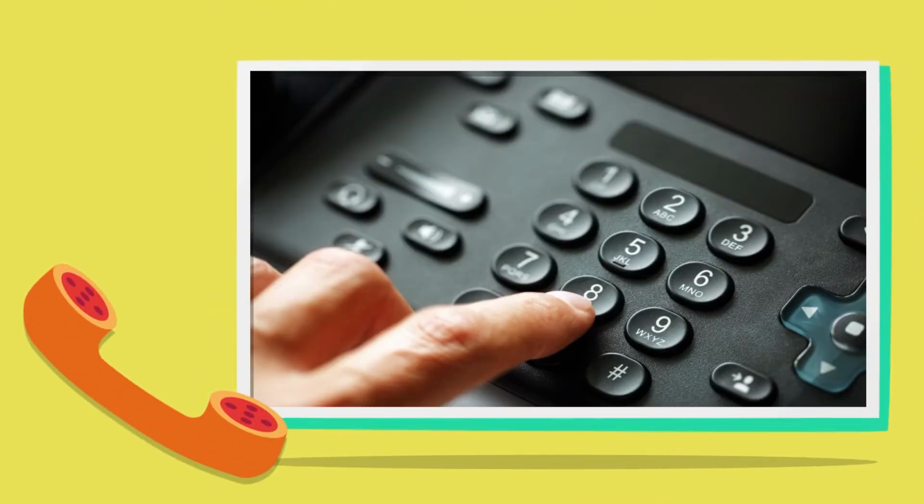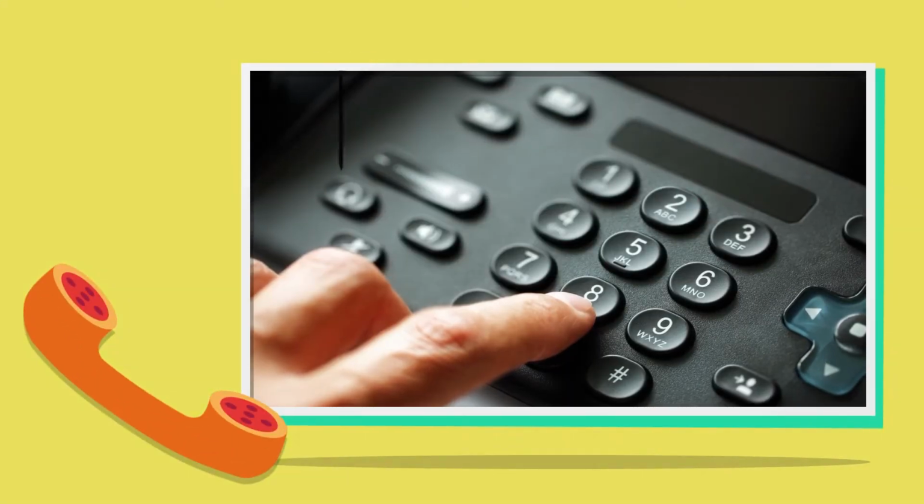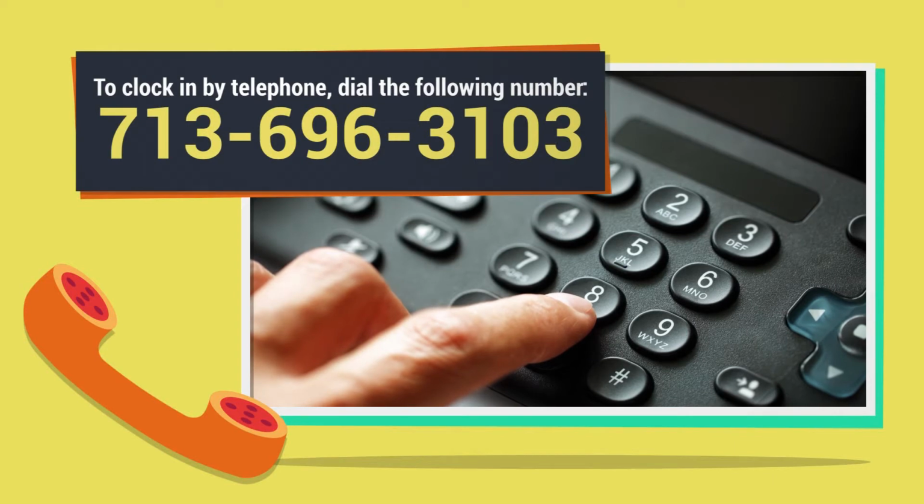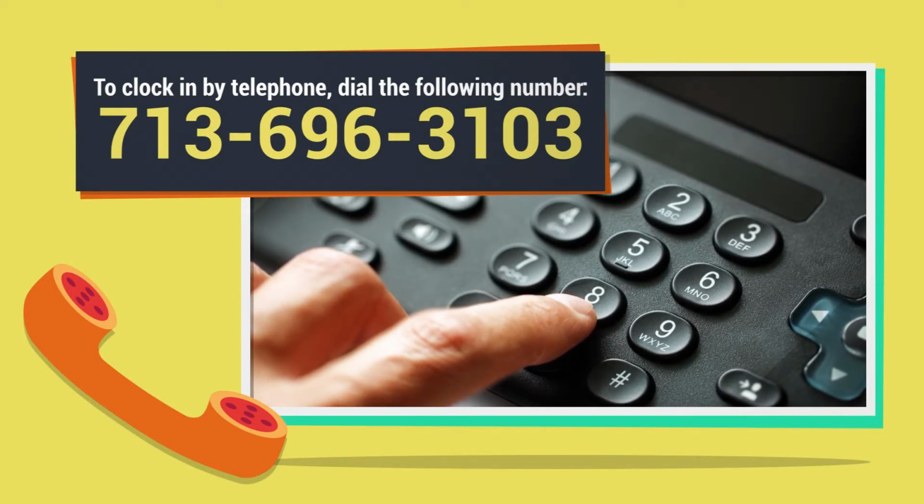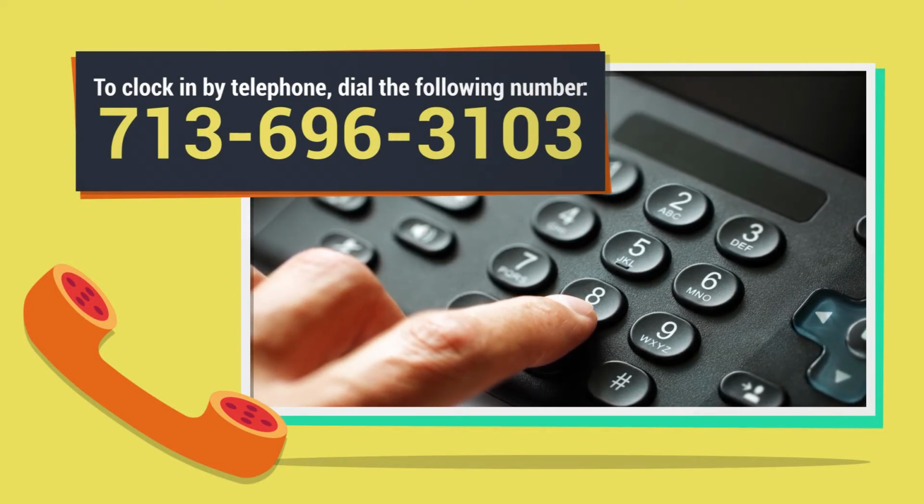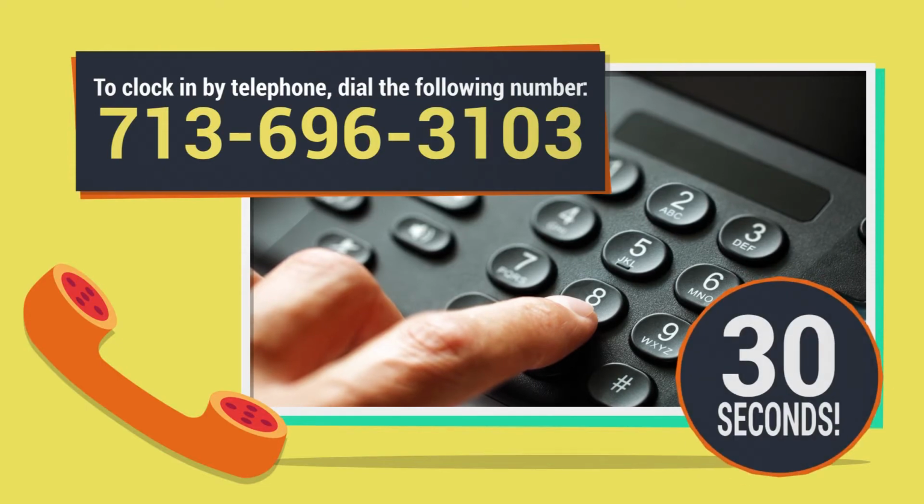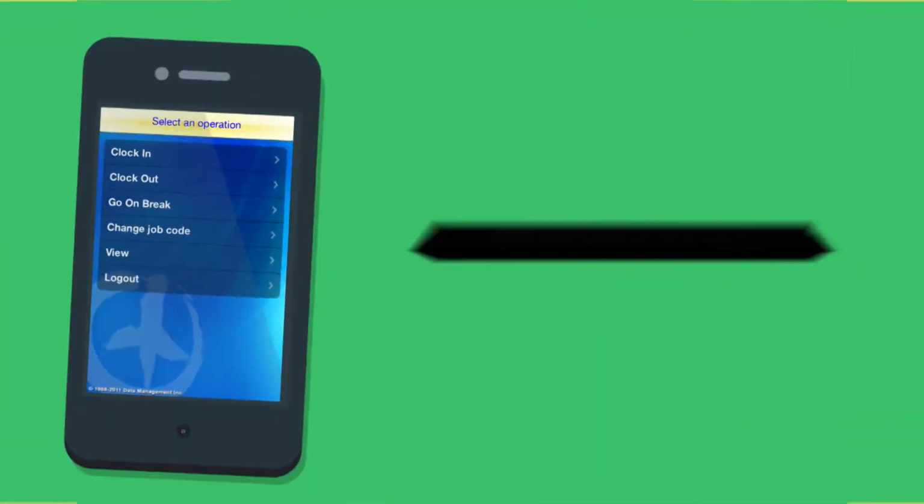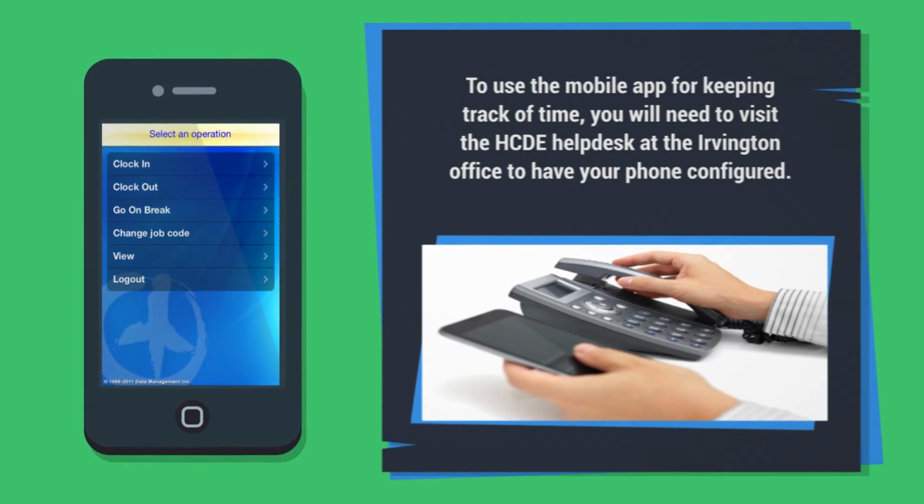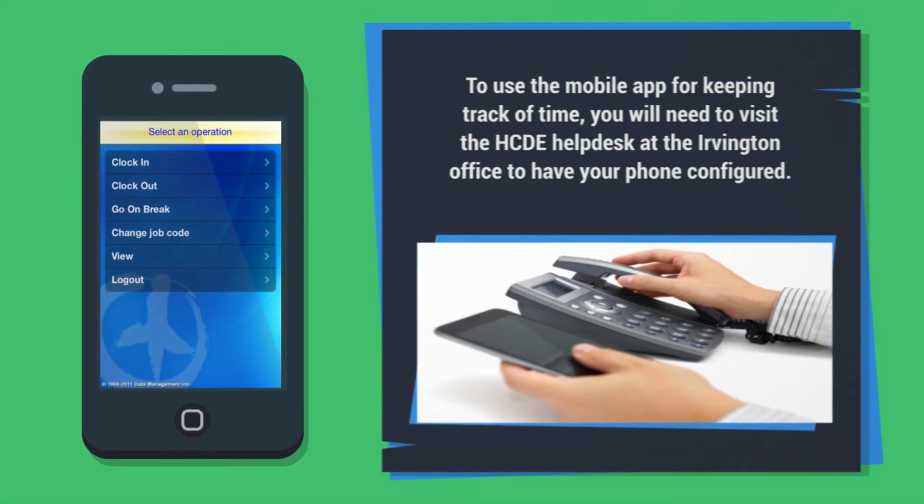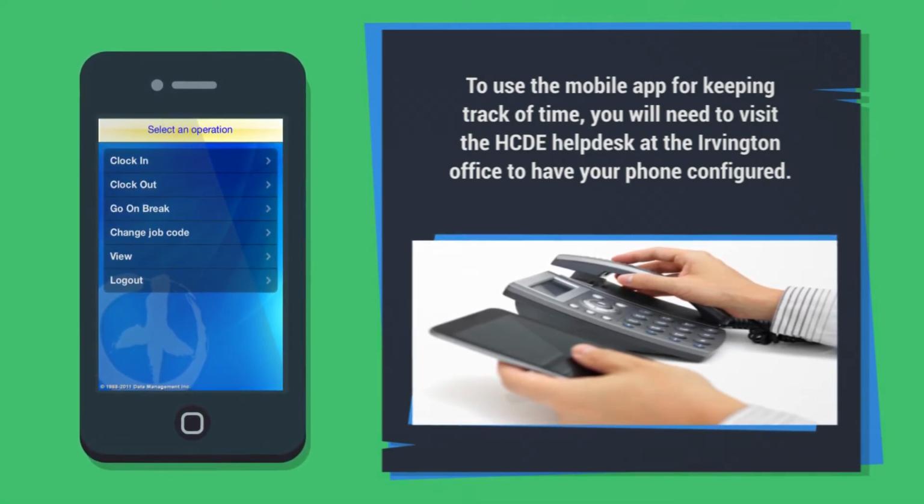To clock in by telephone, dial the following number. If the number is busy, wait a moment and call back. Once the system answers, use your employee ID number and follow the prompts. The entire process takes approximately 30 seconds. To use the mobile app for keeping track of time, you will need to visit the HCDE Help Desk at the Irvington office to have your phone configured.